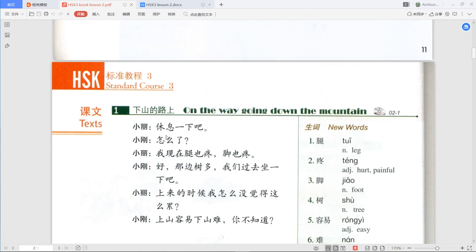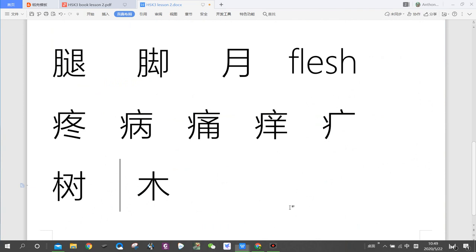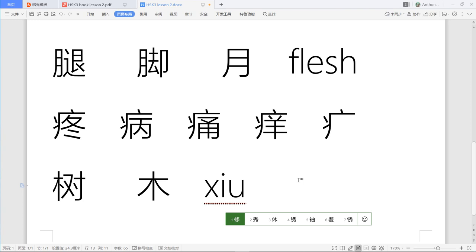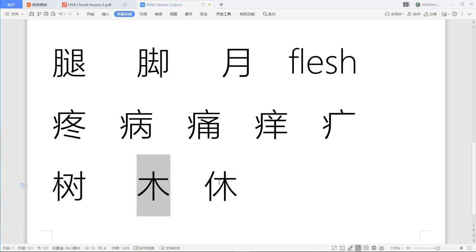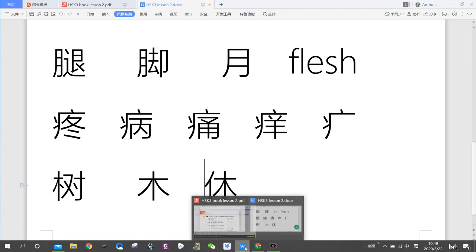Again, if we look at the first character, 休 really makes sense. 休 means rest. Can you see, before we just talked about the tree, and the left side is the human radical, so a person leans against the tree, which means a rest. So 休息一下, 休 is 休息, together means rest.